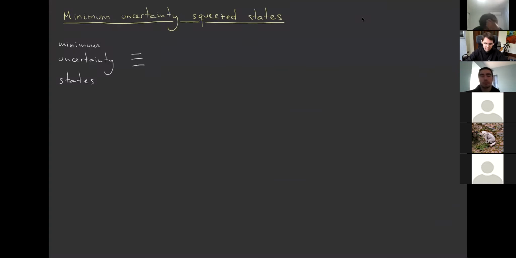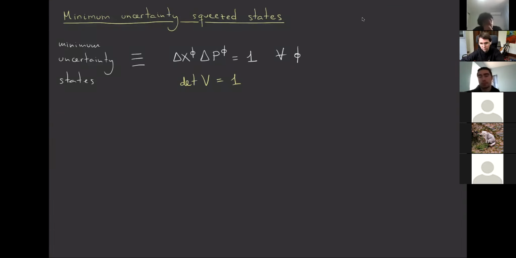So these are states for which the fluctuations in a canonical pair, so position and momentum in any direction, are equal to 1. And you can say for all phi, because actually what we can say is that the determinant of the covariance matrix is equal to 1. Remember that the determinant of B is the determinant of the covariance matrix.